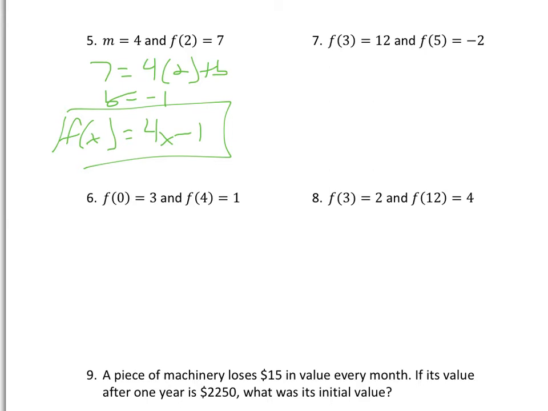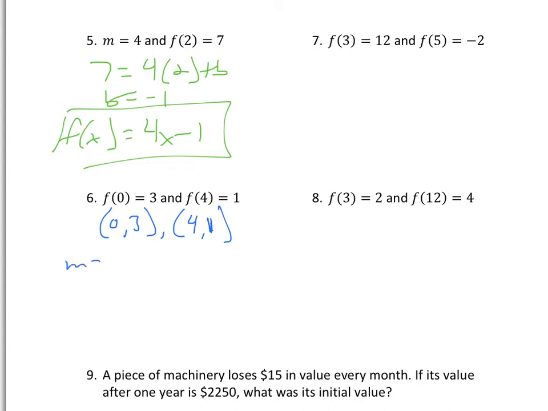And number 6, now I'm going to start giving you 2 points. So you need to find the slope on your own. Now remember that we have these 2 points, we've got (0, 3) and (4, 1). You should remember doing these types of problems. You need to find the slope and then plug a point in to find your y-intercept.